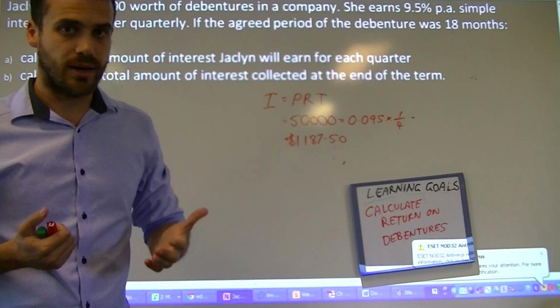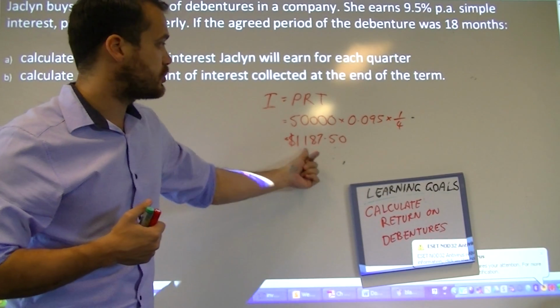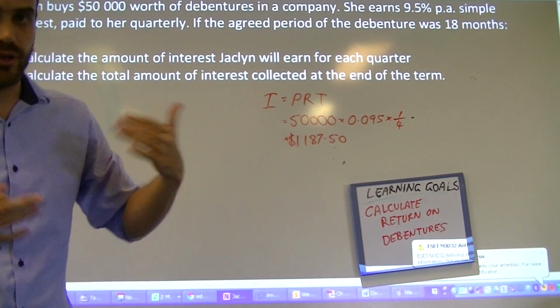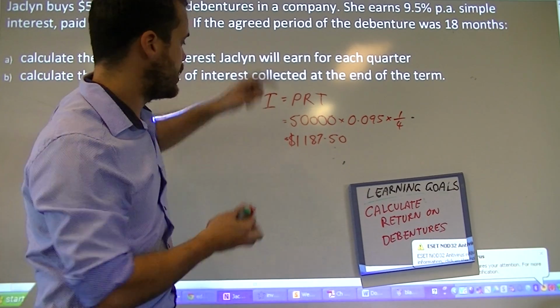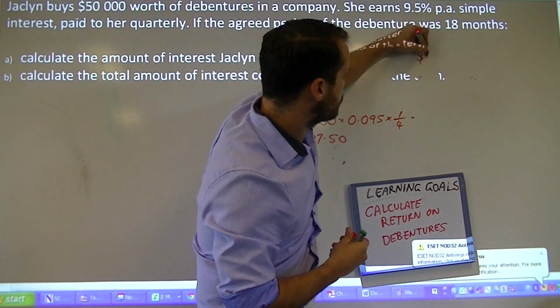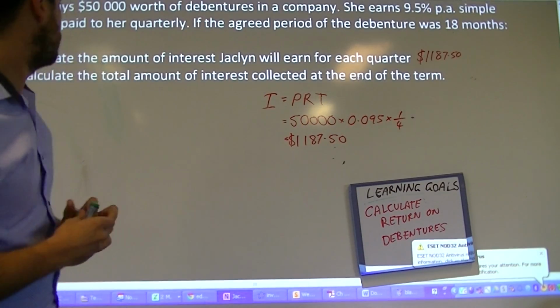So you've lent this company $50,000. They're going to give you $1,187.50 every 3 months to compensate for that. That's the answer to our first question here, $1,187.50. Let's look at the second part.